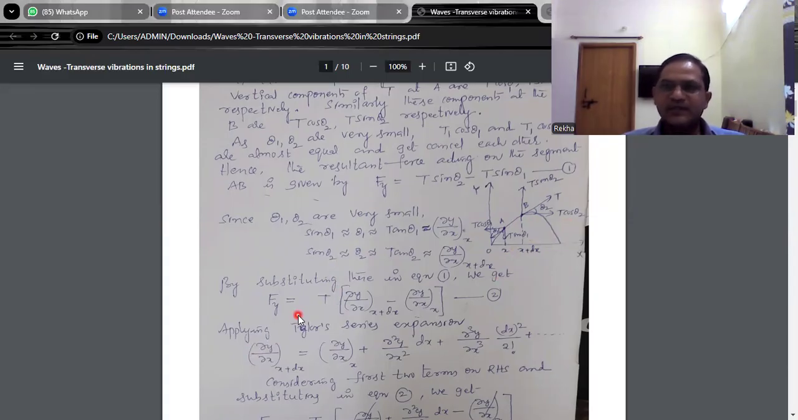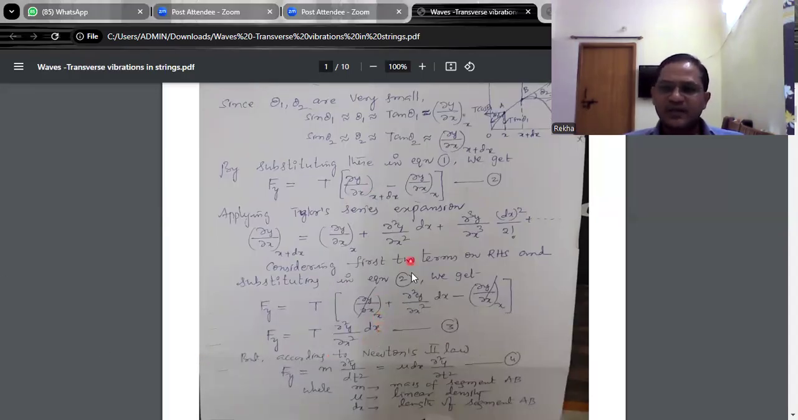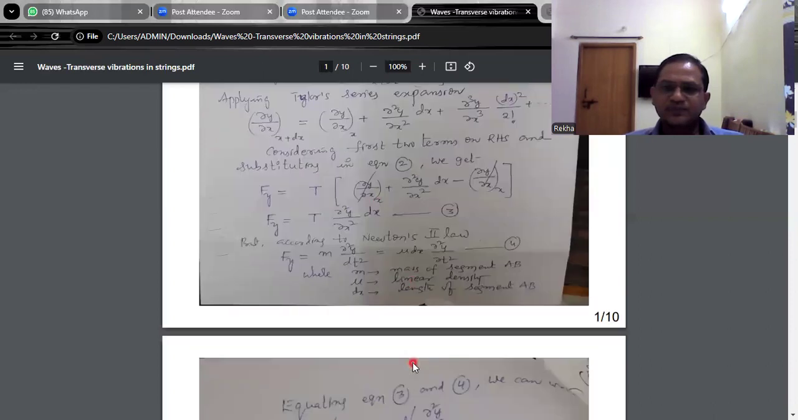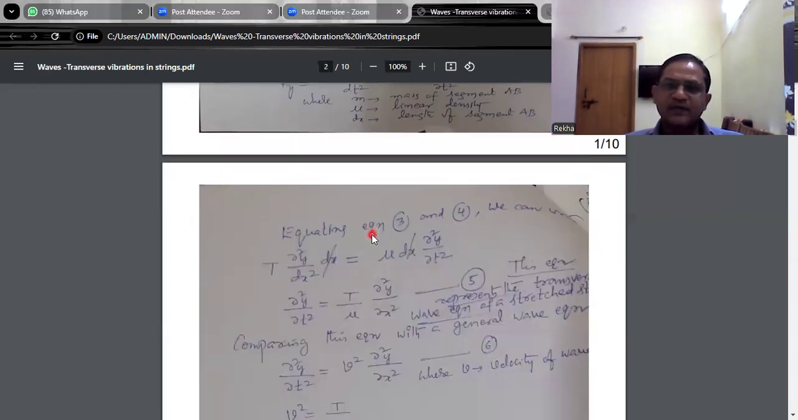But again, we are taking into consideration that since theta 1 and theta 2 are very small, sin theta equals theta, which equals tan theta. According to that, sin theta 1 equals tan theta 1, which equals ∂y/∂x at x. Sin theta 2 equals theta 2, which equals tan theta 2, which equals ∂y/∂x at x plus dx. And applying the Taylor series, we have written equations 3 and 4, equating 3 and 4.